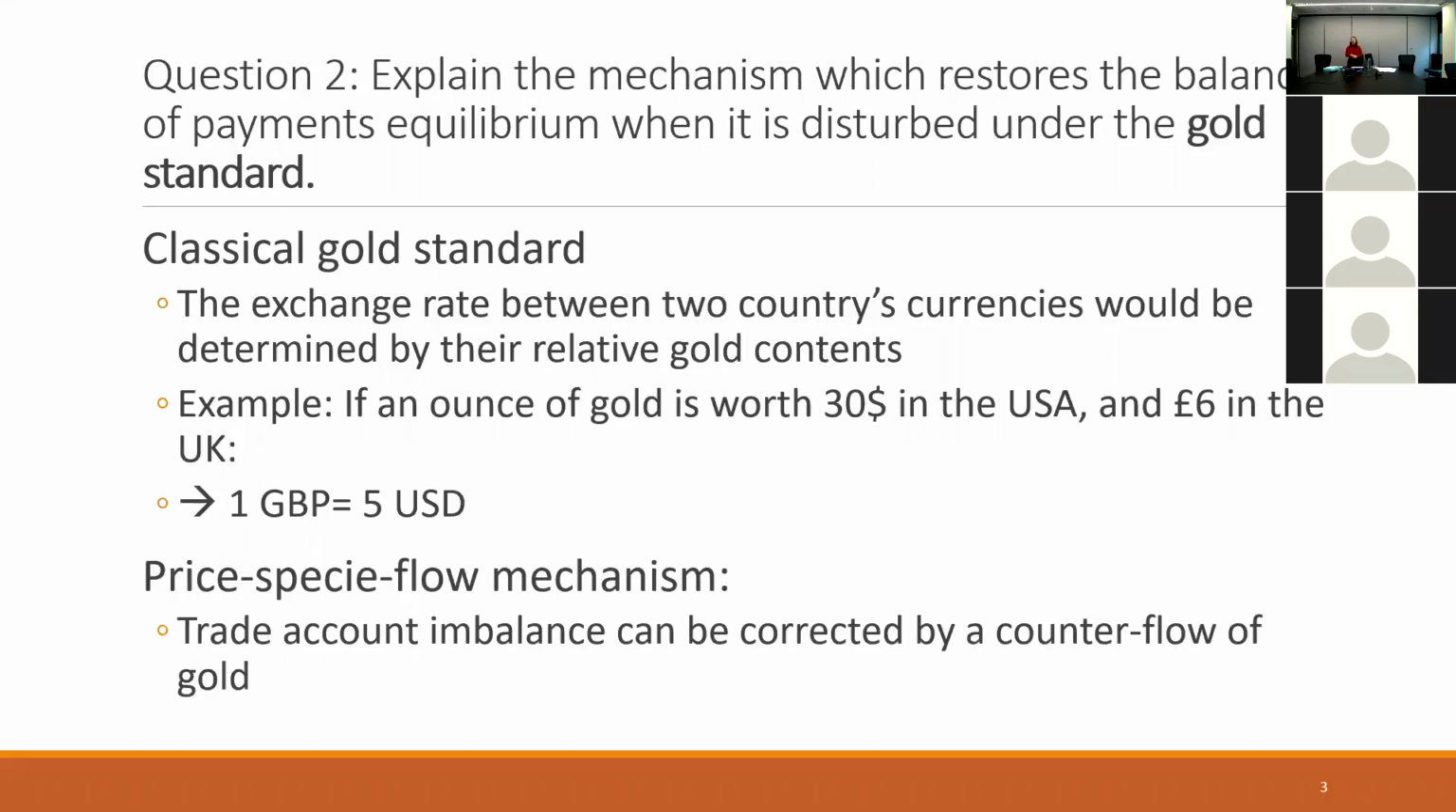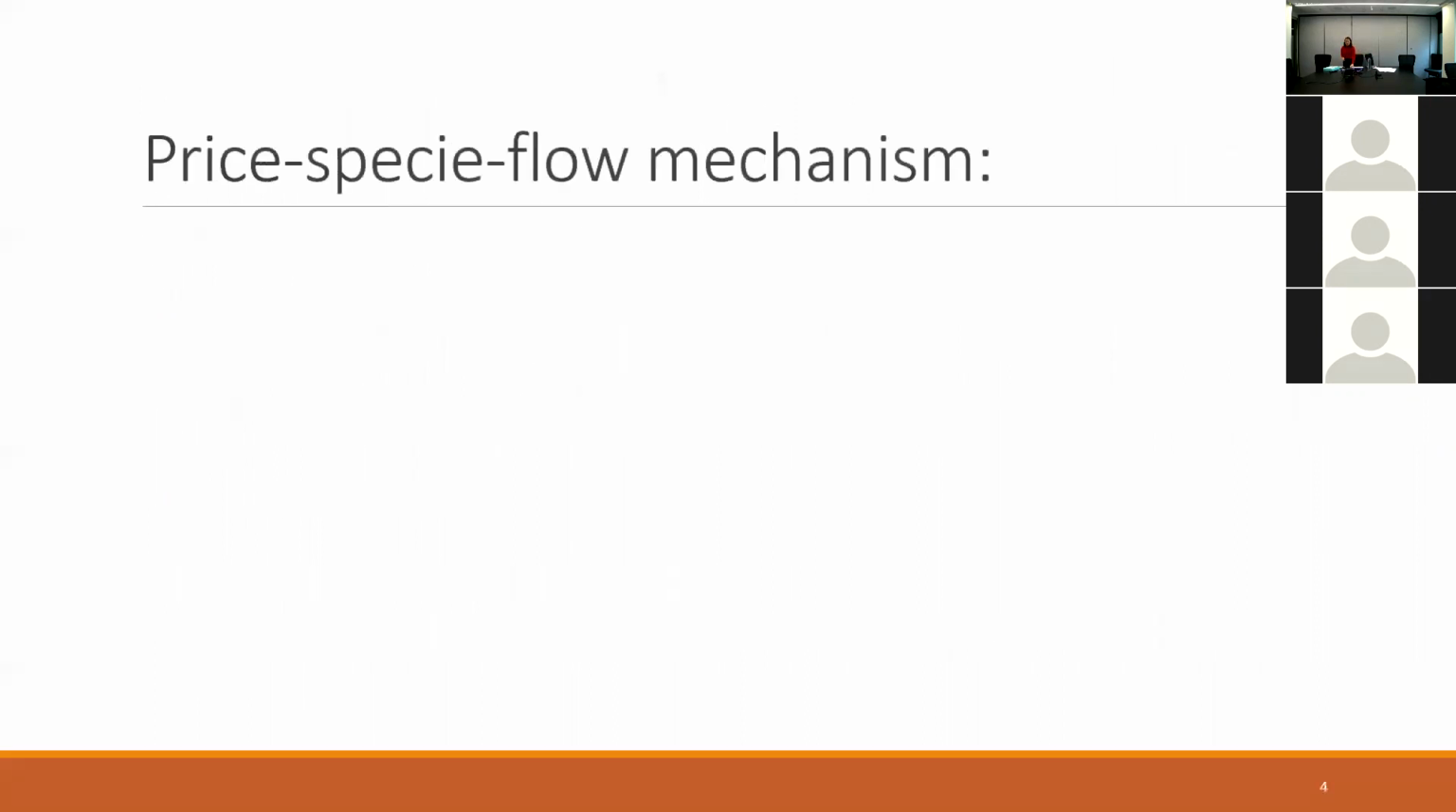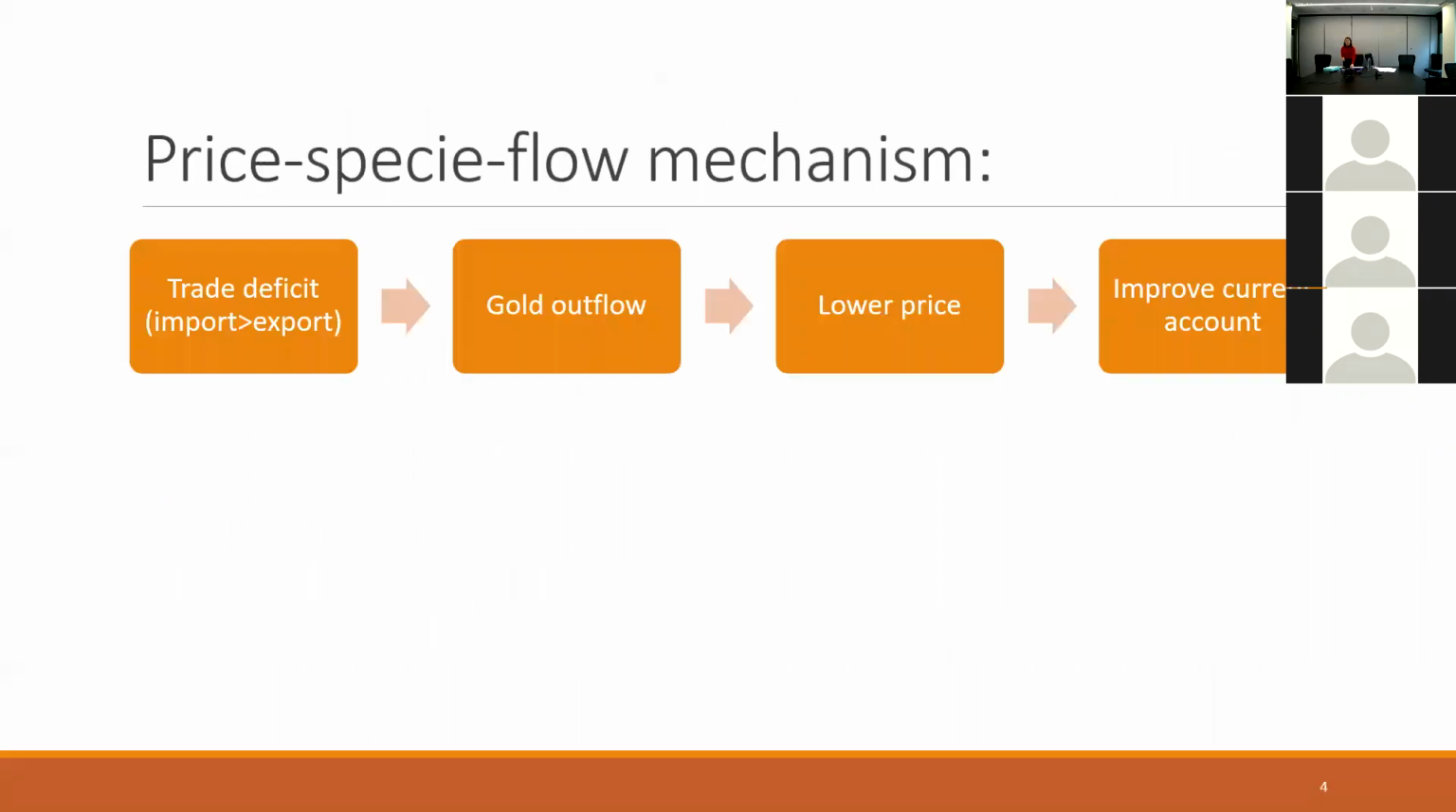So under the classical gold standard, any disequilibrium in the trade account in the balance of payments would be fixed through a price-specie flow mechanism. So this is a mechanism through which any imbalance in the trade account will be corrected by a counter flow of gold, right? What do we mean by that? Let's look at an illustration.